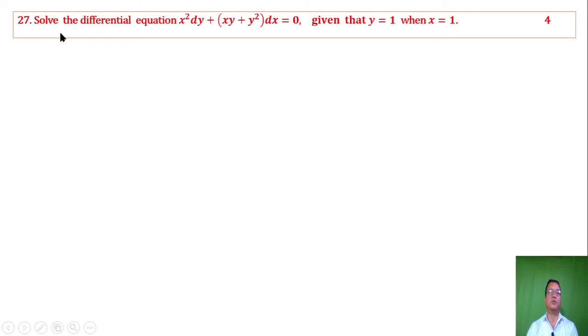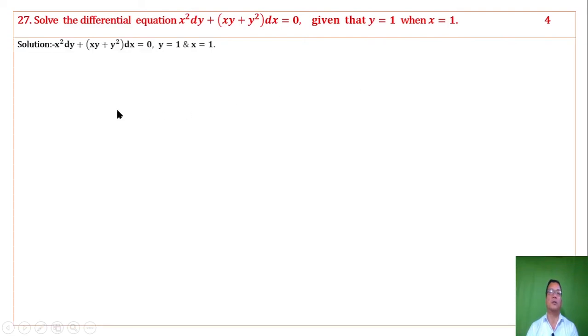Question number 27. Solve the differential equation given that y equal to 1 when x equal to 1. 4 marks. The given equation is this. Solve dy by dx, we get this. This is a homogeneous differential equation.